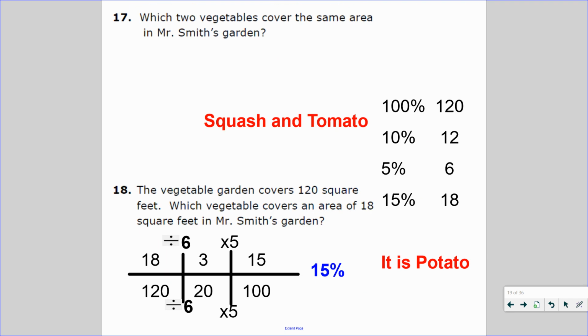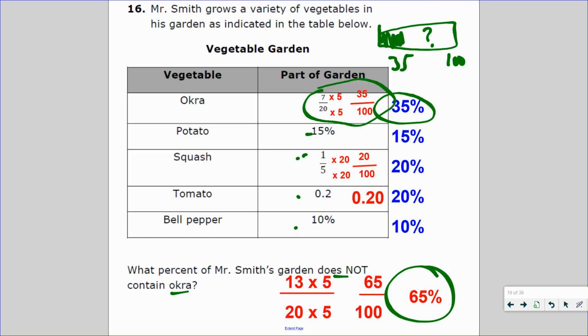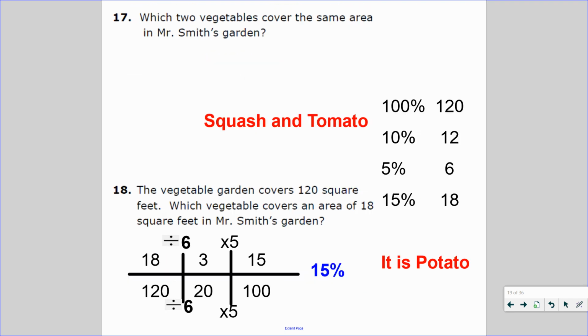Number 17, which two vegetables cover the same area in Mr. Smith's garden? So which ones are the same? Oh, squash and tomato. They're both 20%. And the vegetable garden contains 120 square feet. Which vegetable covers an area of 18 square feet? So let's make a percent bar. This is 100%, which is 120 square feet, and this is 18 right here.